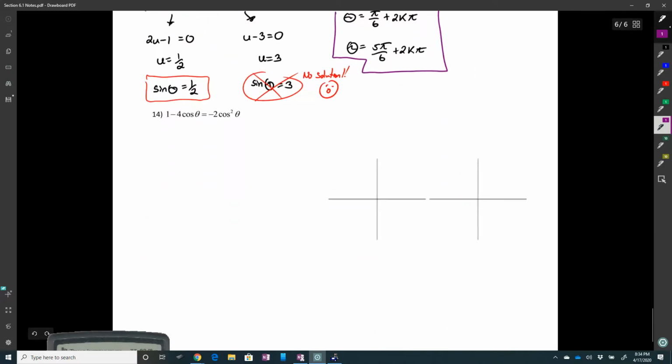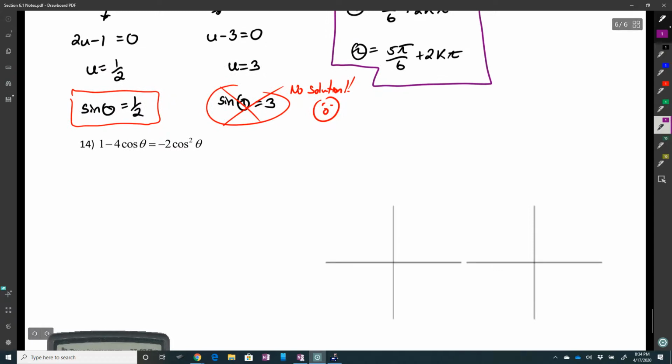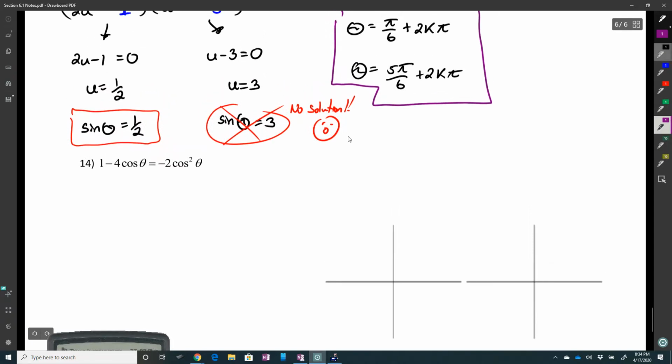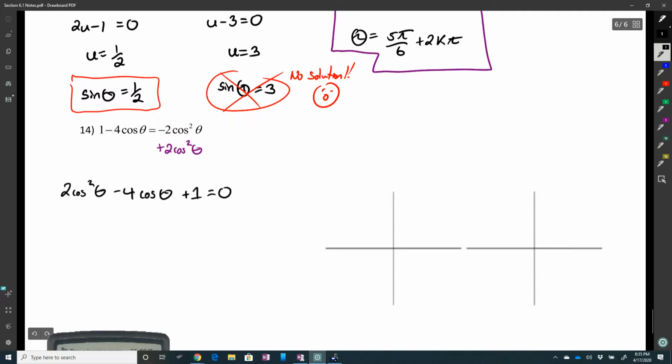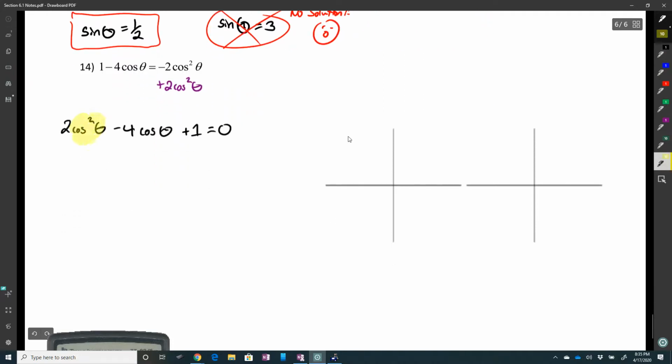All right, last one. 1 minus 4 cosine theta equals negative 2 cosine squared. So all I'm going to do is add the 2 cosine squared theta to each side, and put it in order so it resembles a quadratic. Now again, this is a quadratic. I got something squared and something. So you can think of it as 2u squared minus 4u plus 1 equals 0. Now this one isn't factorable.